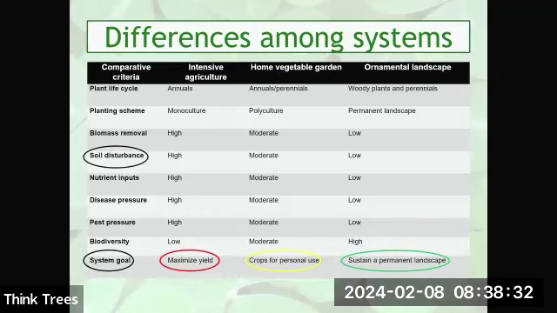Look at soil disturbance. High soil disturbance for annual crops makes sense because you're planting something every year. In an ornamental landscape, you have very low disturbance because you're not taking things out, you're planting things once in a while, but pretty much it's a sustained system where there's not a lot of disturbance. So the whole mantra to work organic matter into the soil really doesn't fit managing an ornamental landscape.